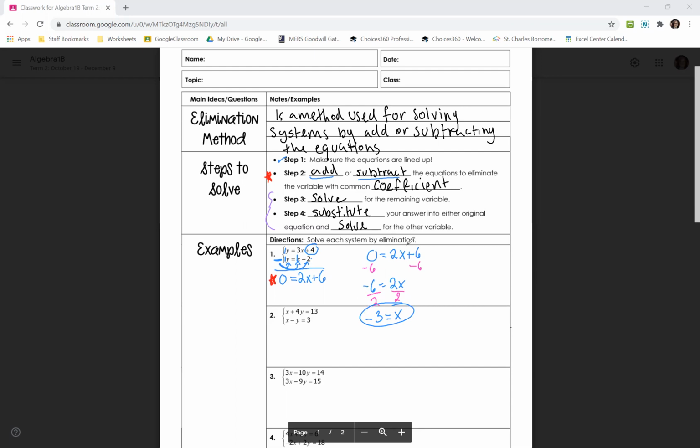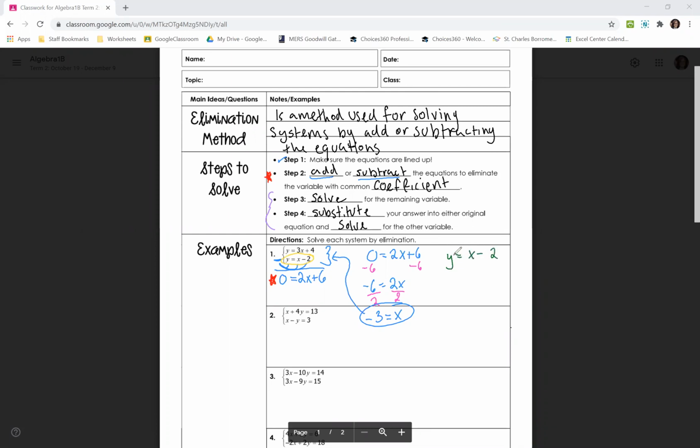Now you have an option which original equation you want to plug it into. It does not matter. Okay, you can plug it into the first one or the second one. Try and pick one you think might be easier. I'm going to pick the second one only because it looks like that one's a little bit easier to work with. But if you pick the top one, that's okay.